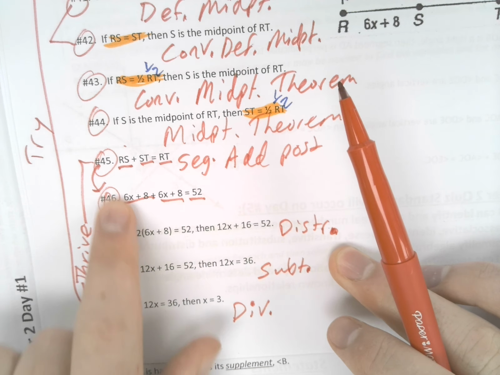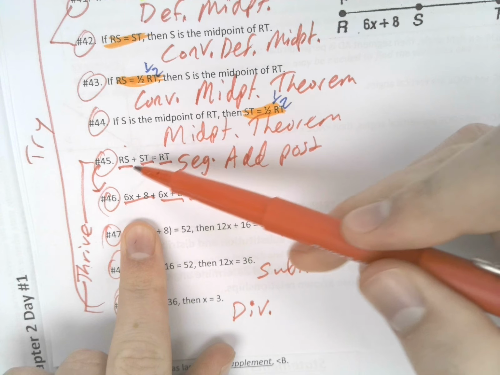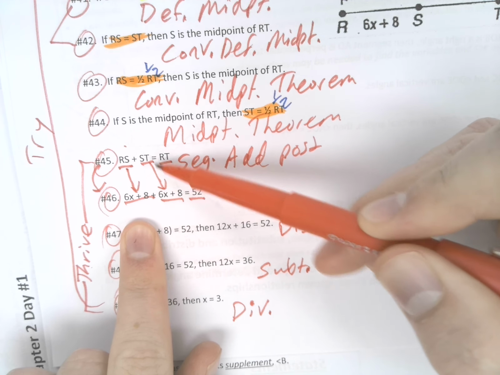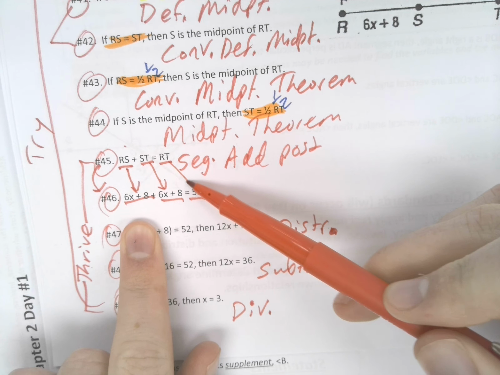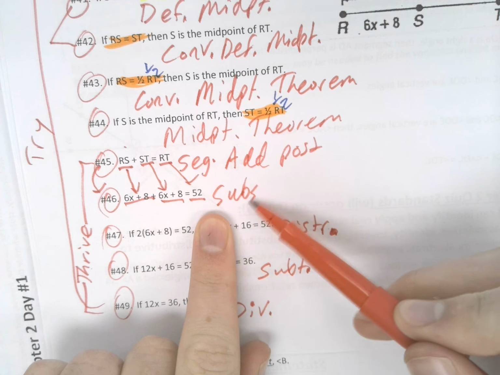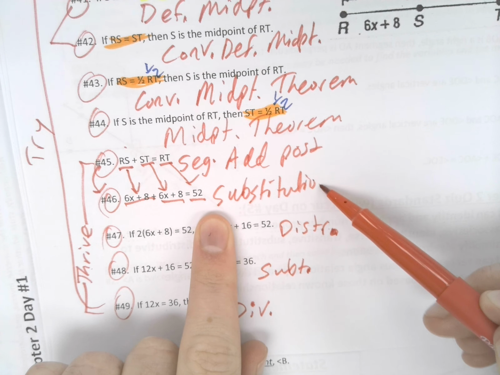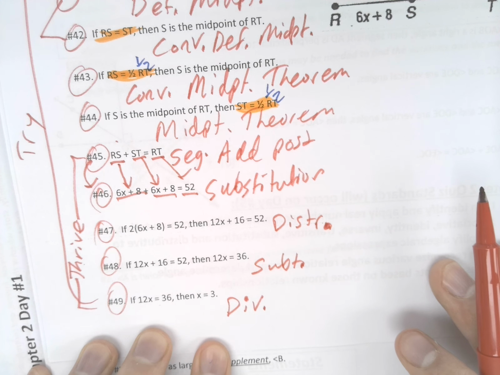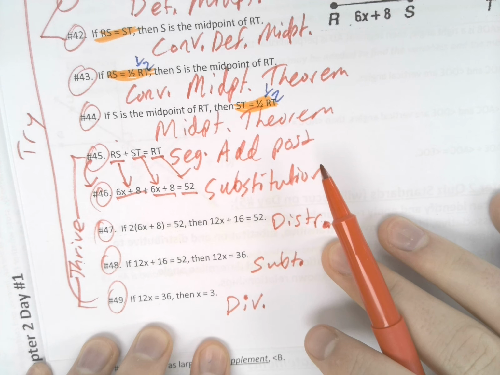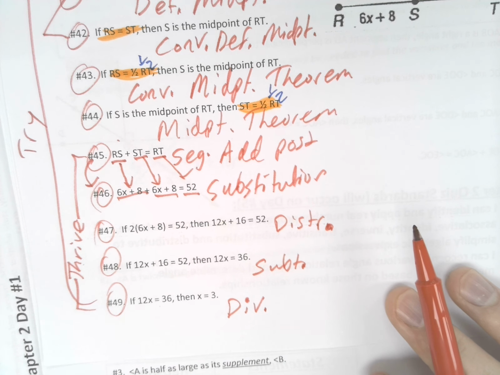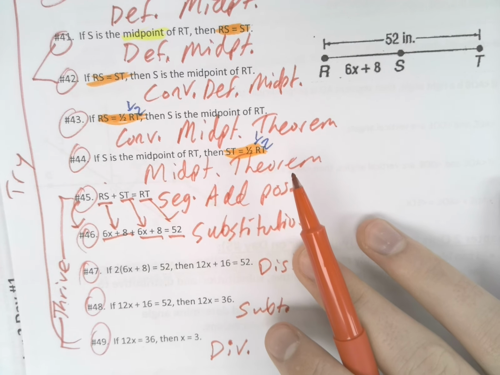Where did all this come from? Check it out. RS became 6x plus 8. ST became 6x plus 8. And we knew RT was 52. We used substitution. 45 led into 46. So then we distribute, subtract, and divide. So hopefully you guys are feeling really good on that one.